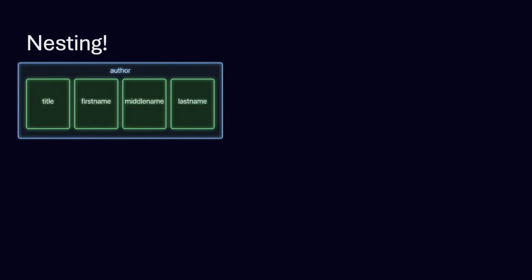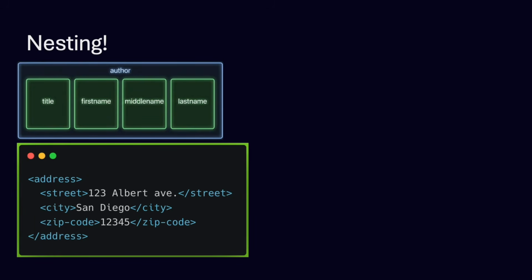What did we learn? First, tags can contain other tags. This is called nesting. It makes logical sense to group related information together. Here's an example. We have street, city, and zip code. All of these pieces of information are children, or subparts, of the address. And here's how we capture them in a structured format.